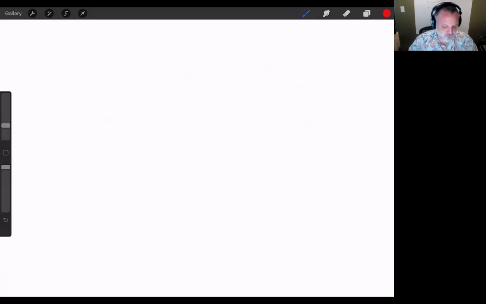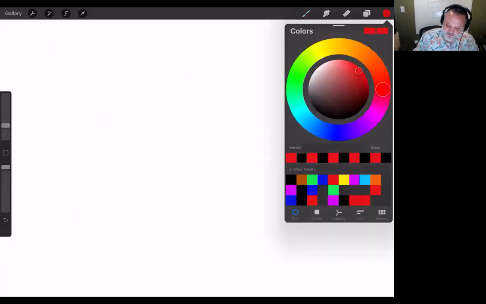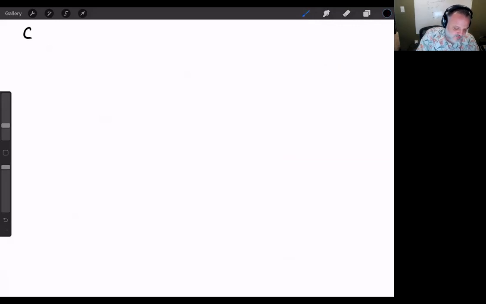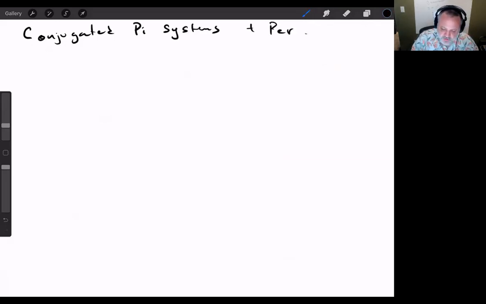Okay, so what we're talking about right now is conjugated pi systems. So this is the section we're talking about: conjugated pi systems. And then ultimately there's a whole class of reactions that we're going to study called pericyclic reactions. And so let's think about what we mean by conjugated pi systems.